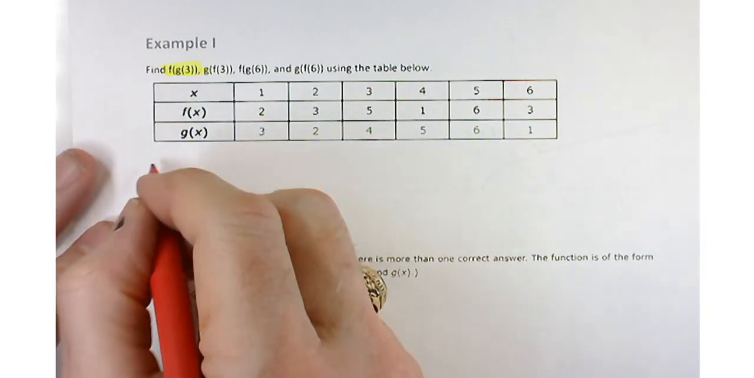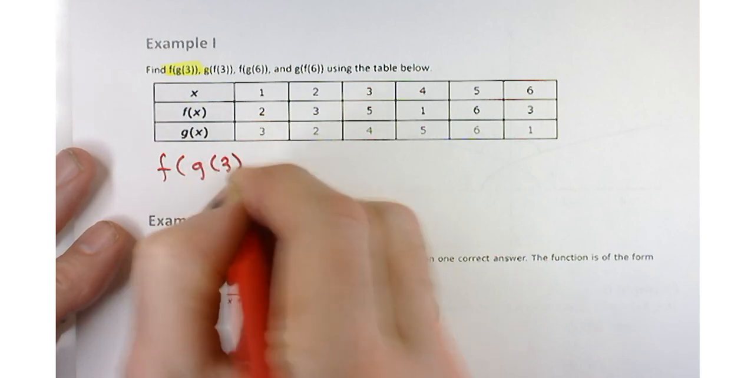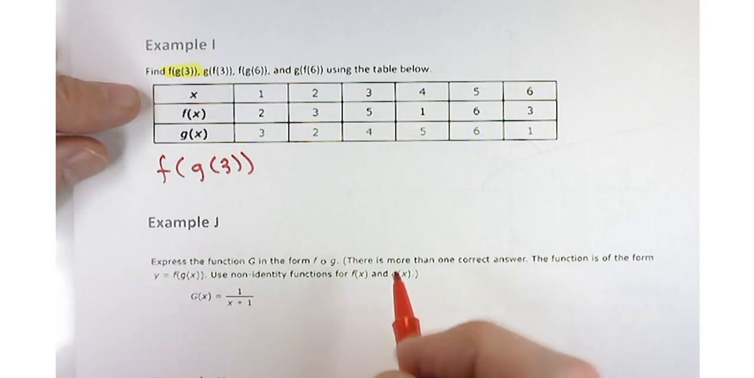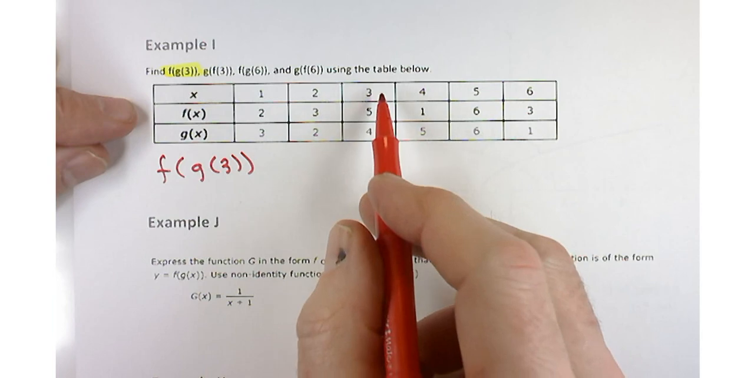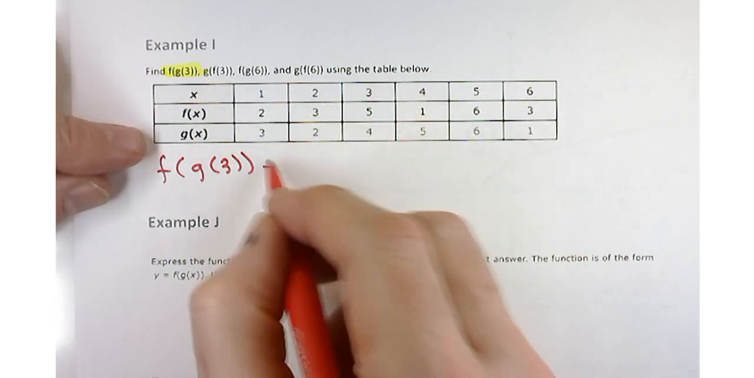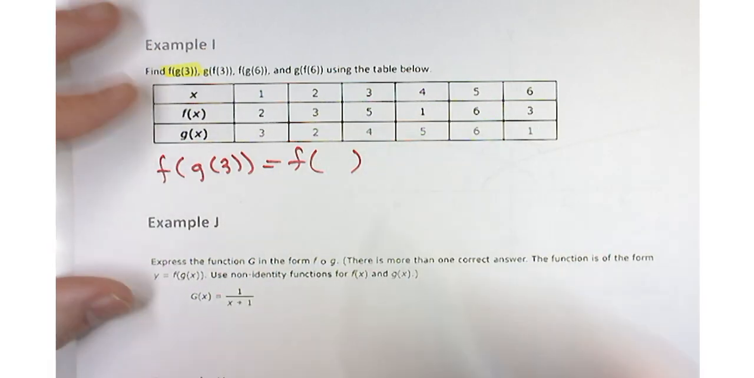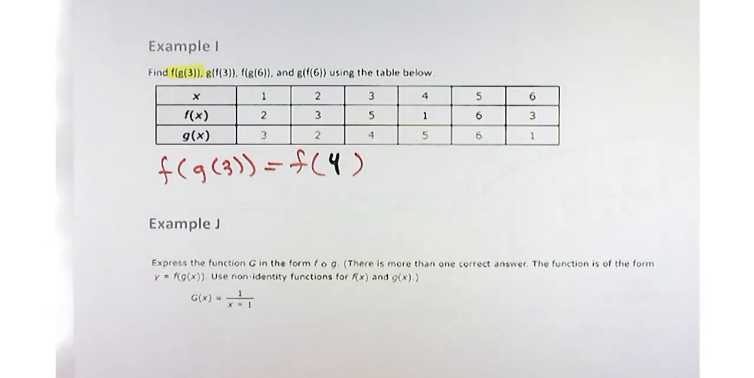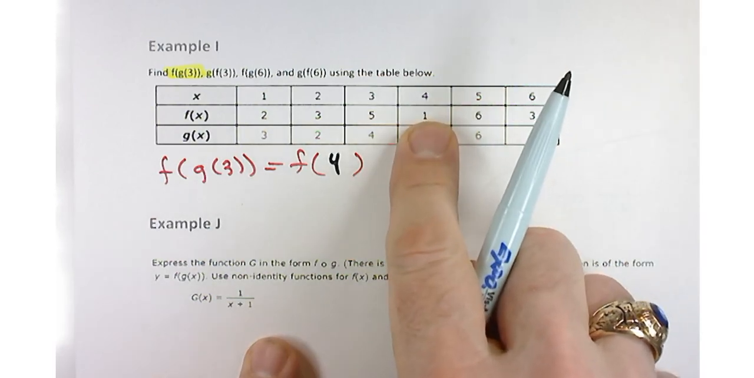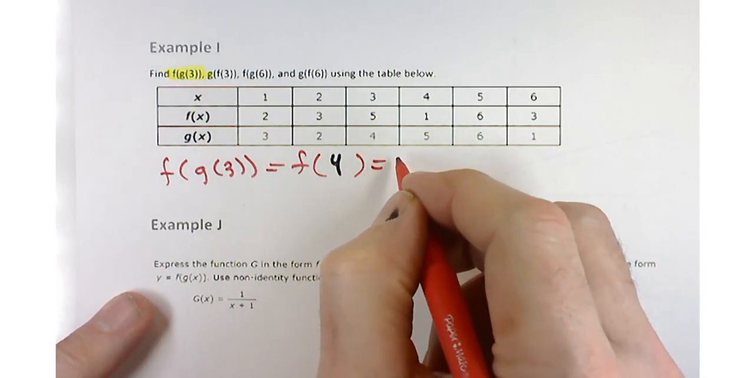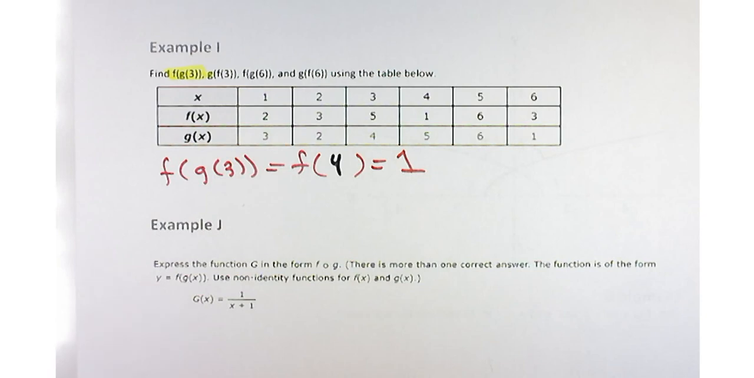So f of g of 3. Mina, where should I start with this one? Find the x column, and move down the columns to g of x. All right, so g of 3 would be 4. So we'll put in a 4 there. Now we want to find f of 4, so find the column for x equal 4 and move down to f. And what do we get? Yes. The big 1.